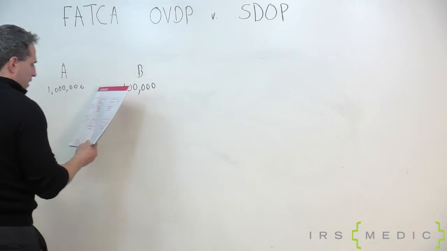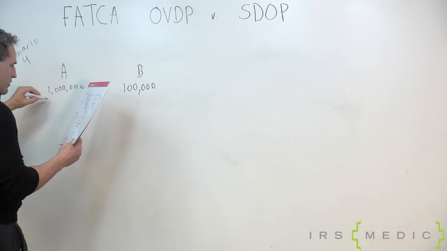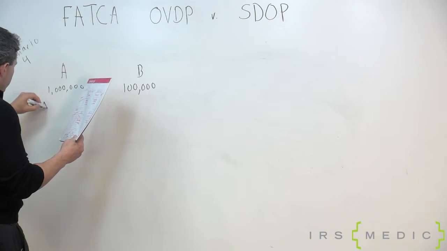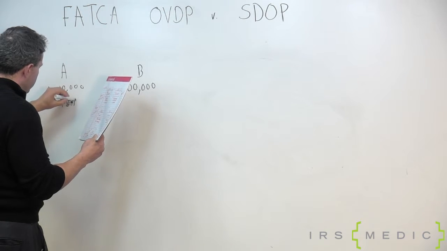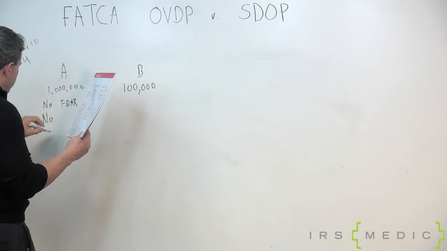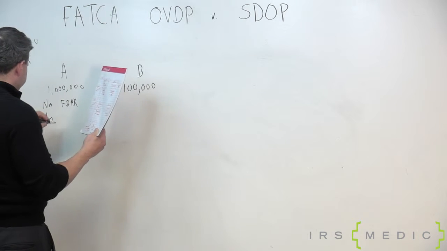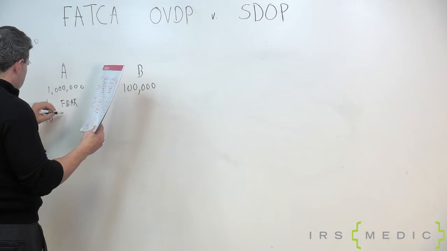So here we wanted to show a more dramatic example. We have account A of $1 million and account B of $100,000. And I think we're going to do no FBAR, no 8938 in account A.